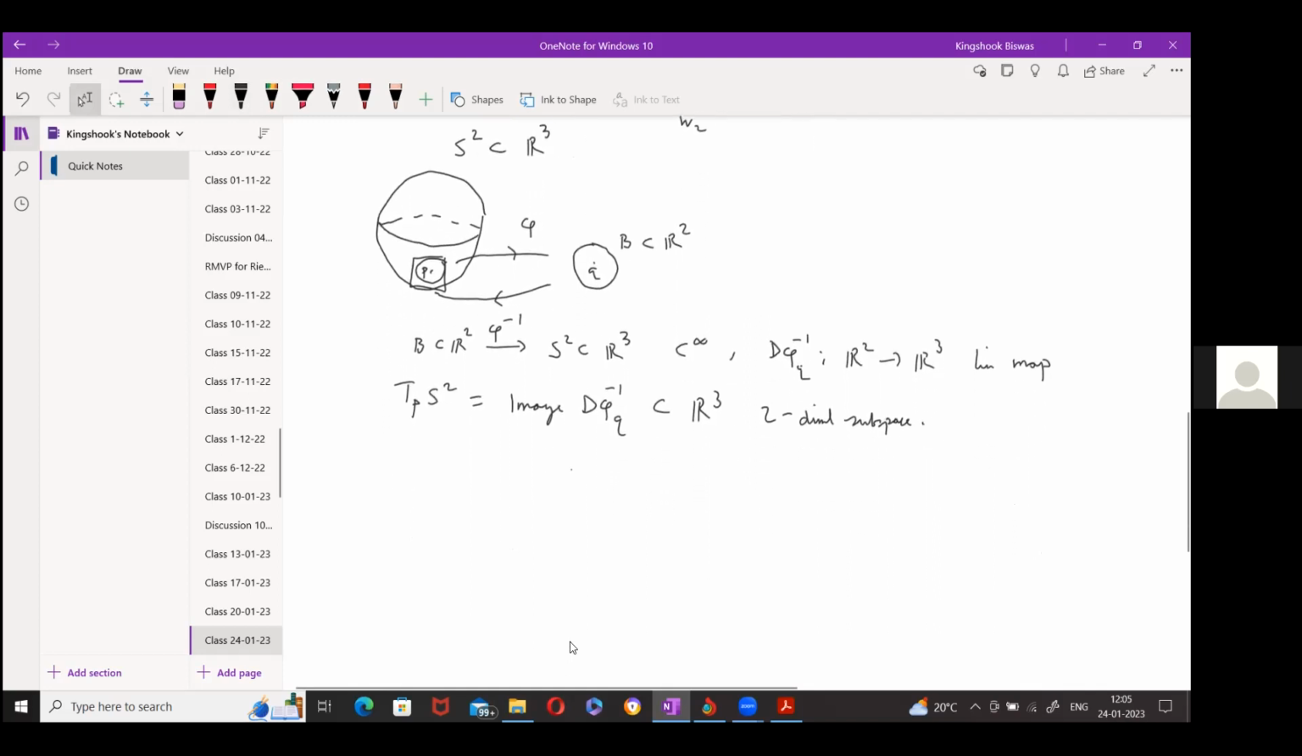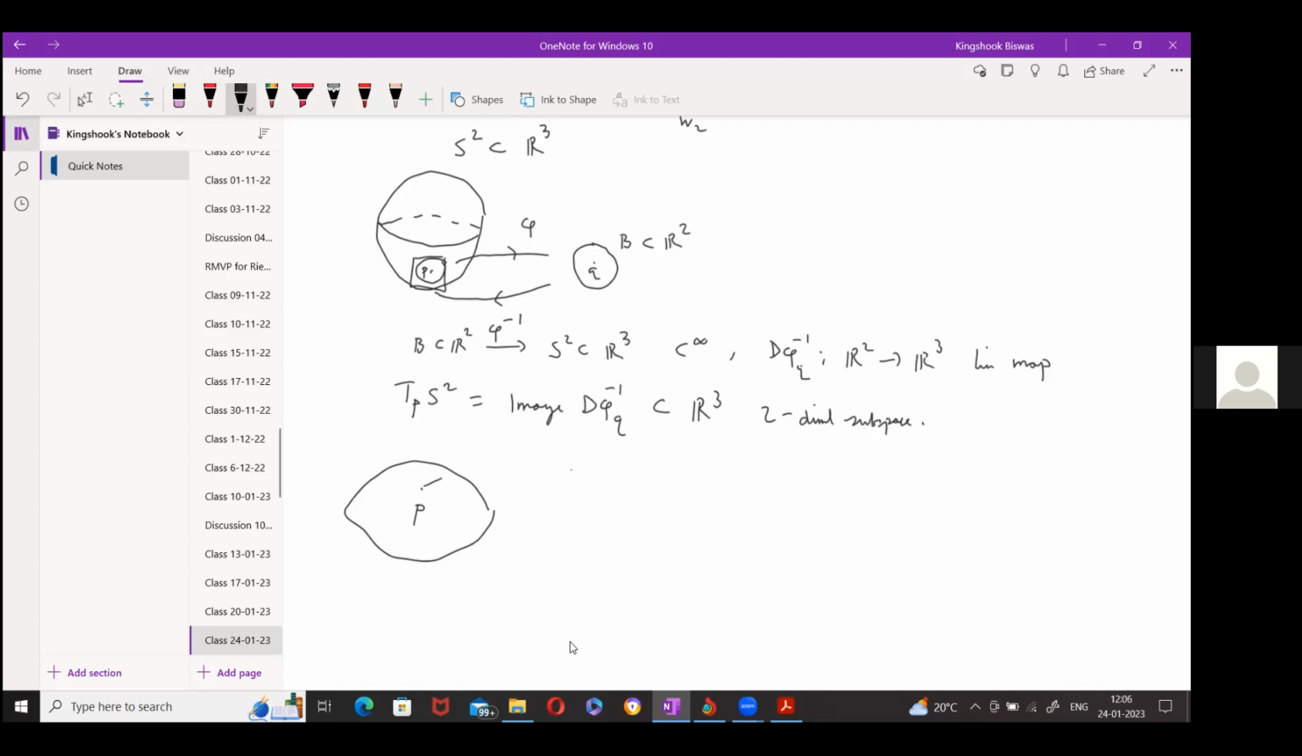And the idea to define the tangent space then is the following. You have some point, say P, in your manifold, and the idea is that tangent vectors at P.